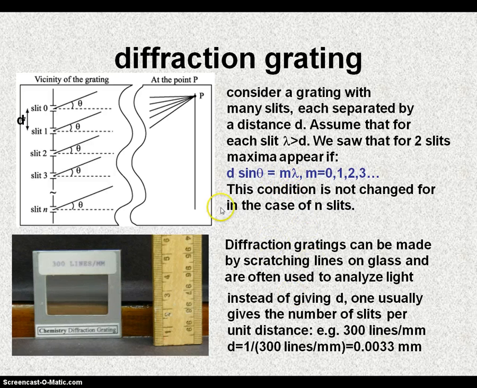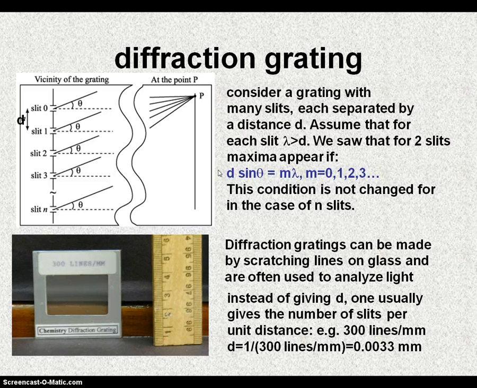In this case, let's redefine what these variables mean. You've got d sine theta equals m times the wavelength. m is the order number: the center is the 0th order, and then the first dot would be the first order, and then the second order and the third order. The wavelength is the wavelength of the light, and d is the distance between the slits.